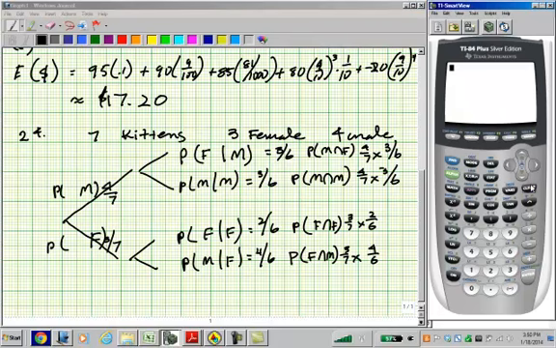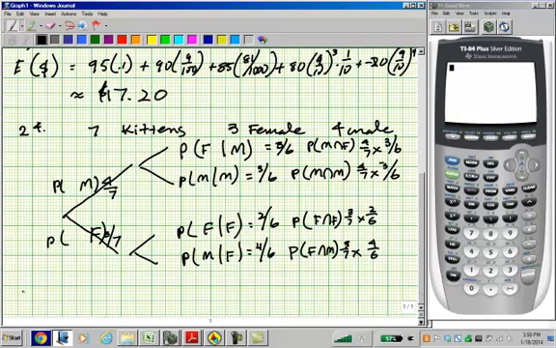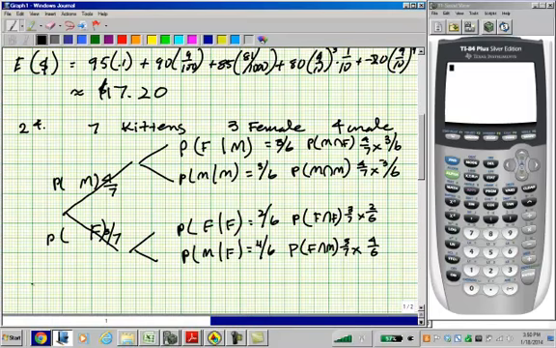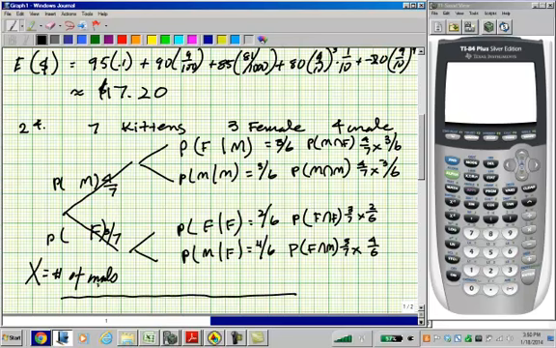So now we have a probability distribution that we're going to use to answer these questions. A probability model, we're going to use this to make the probability model. So let me go back up here. X equals number of males. Little x, you can get no males. You can get 1 or you can get 2.